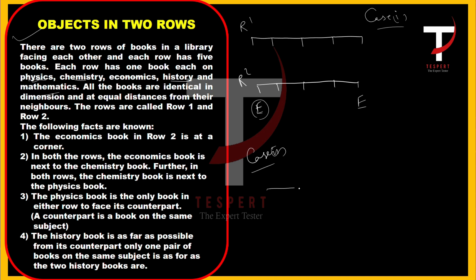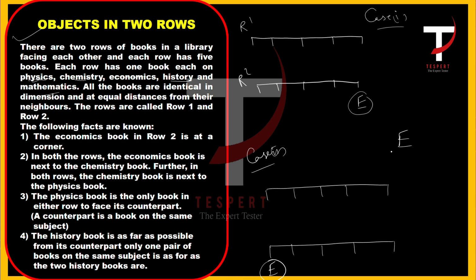This is row 1, 1, 2, 3, 4 and 5. This one is row 2, 1, 2, 3, 4 and 5. So economics is here in this row. We will consider economics to be in this corner now. And in both the rows, the economics book is next to the chemistry book.